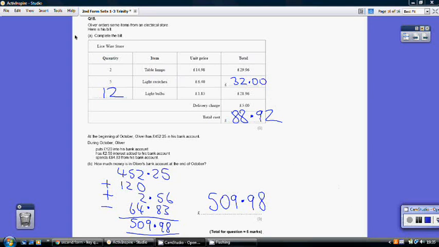And then to finish, question 15, which is rather a nice question, particularly given it was a calculator paper. So Oliver orders some items from an electrical store. Here is his bill, complete the bill. So we've got the quantity times how much each unit costs, giving us the total. So we can see that 2 times 14.98 gives us 29.96 and so on. So 5 light switches at £6.40 each, 5 times £6.40 gives us the £32.